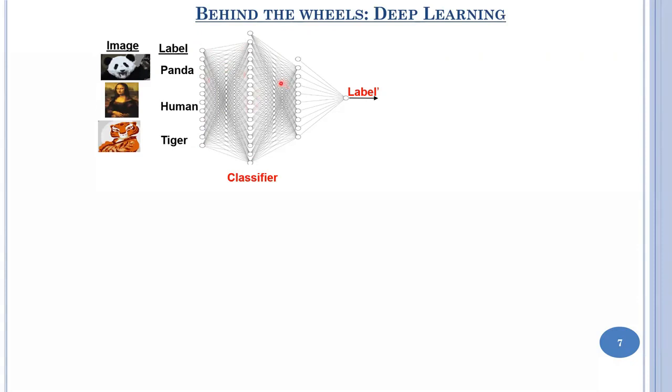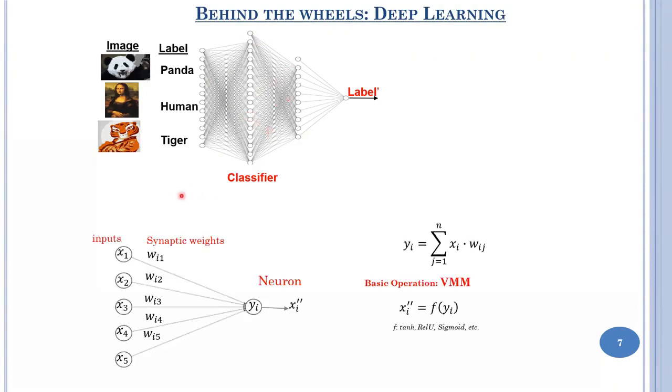So the basic operation that is performed in any neural network, be it a deep neural network, a convolutional neural network, or a recurrent neural network, is simply the vector by matrix multiplication. So what happens is these inputs are multiplied by the synaptic weights, and before sending it to the next neuron output, the neuron just performs a thresholding function.